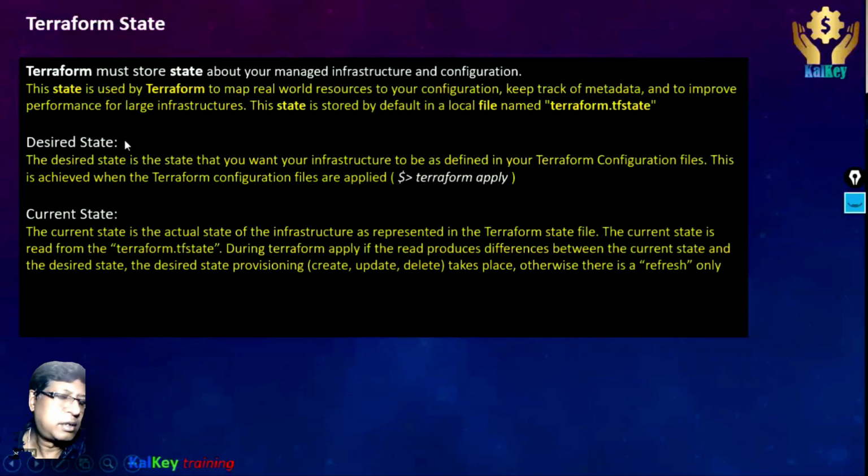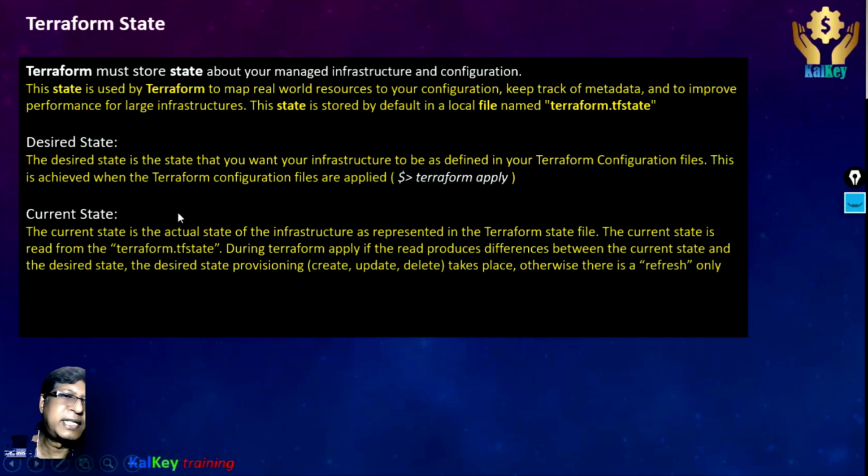Simply think of that. Suppose you have already provisioned that server, that EC2 instance over the AWS cloud, and now you are doing it again. Will there be a difference between the desired state and the current state? The current state already has that server. Can you do it again? It will not, because between your desired state and the current state there is no difference. There is no delta. So it will only refresh the state. It will not create.